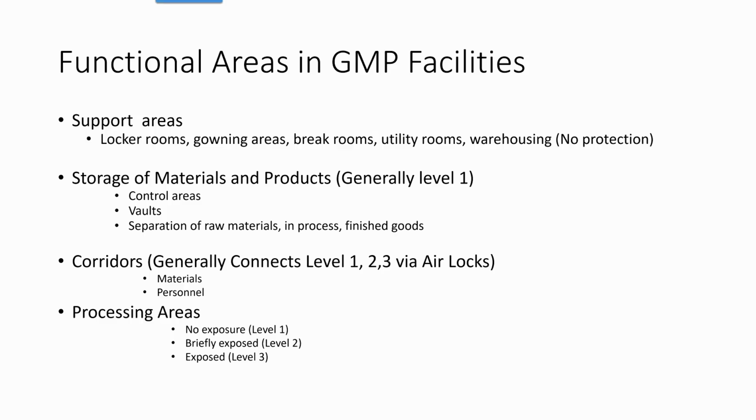So, okay, let's now talk about functional areas. A lot of times architects and architectural people want to know what the functional areas in GMP facilities are. Typically you have support areas, storage areas, corridors, and processing areas. Those are the typical areas. You could also add laboratory areas, because sometimes you have a laboratory. I don't want to ignore the possibility of having outside utilities or even outside processes.